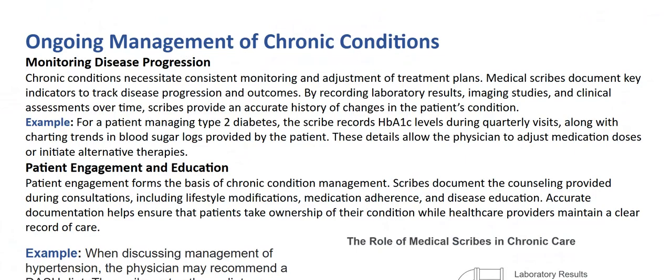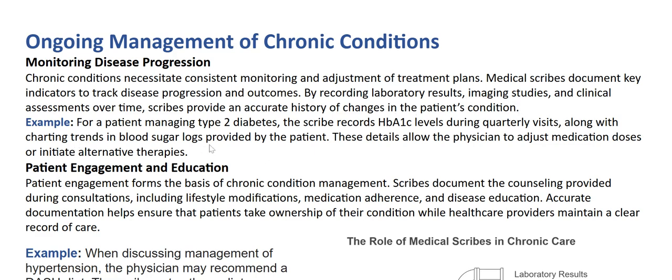Key points. Ongoing management of chronic conditions. Monitoring disease progression: chronic conditions necessitate consistent monitoring and adjustment of treatment plans. Medical scribes document key indicators to track disease progression and outcomes, and by recording laboratory results, imaging studies, and clinical assessments over time, scribes provide an accurate history of changes in the patient's condition.